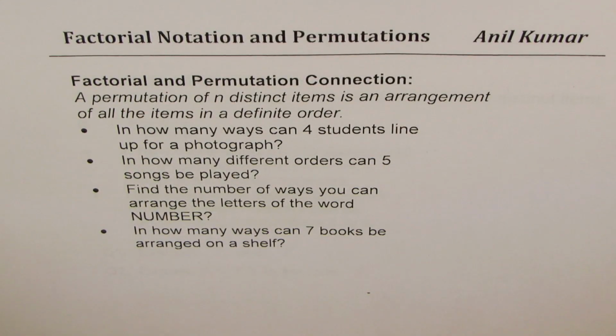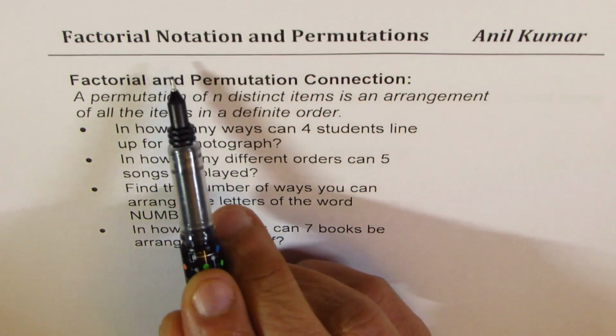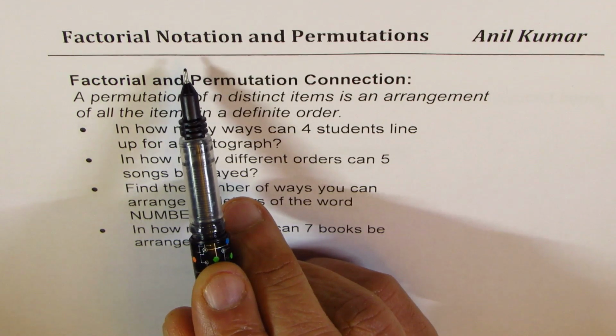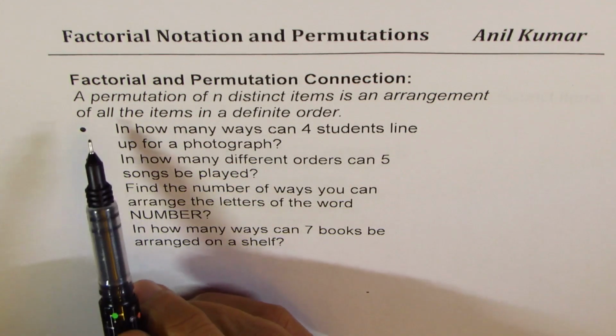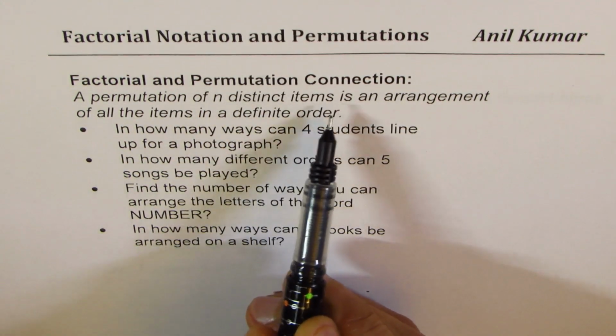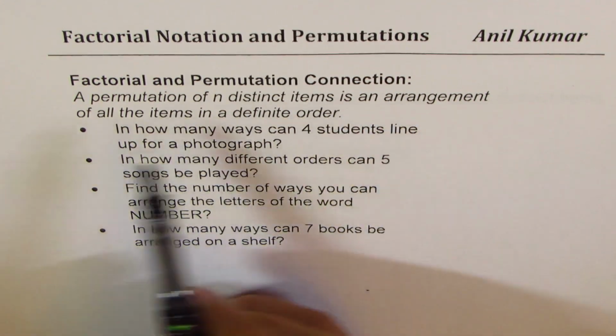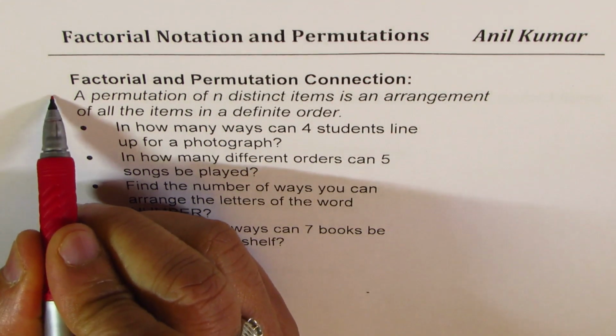Now I'm going to introduce to you the term permutations and its link with factorial notation. That's very huge and really helps us in counting principles, writing things in short, and also finding probability for many types of events. So here is the definition, kind of. A permutation of n distinct items is an arrangement of all the items in a definite order, right? So let's read it again. What is a permutation?